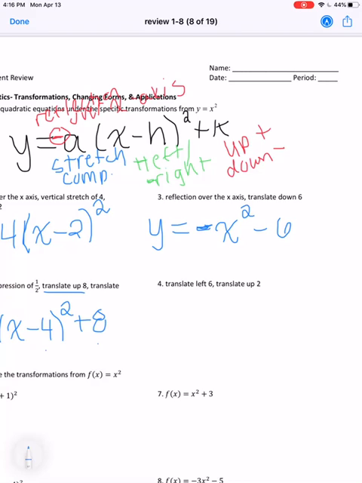And then for number 4, again, always start with y equals. We have no stretch or compression, so nothing goes outside. So left, so remember opposite of what you think. So that'll be plus 6 squared and up 2. So plus 2. So left or right, inside the parentheses, up or down at the end. So that's all you have to do for 1 through 4.